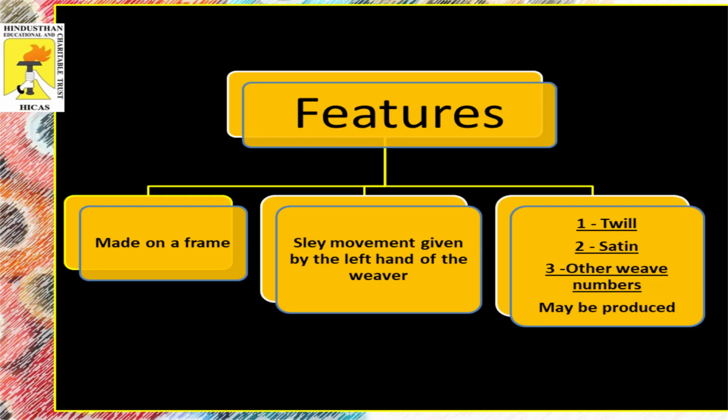Next, the features of this loom: it is made on a frame and the sleigh movement is given by the left hand of the weaver, and 12 satin and other weave numbers can be produced in this frame loom.